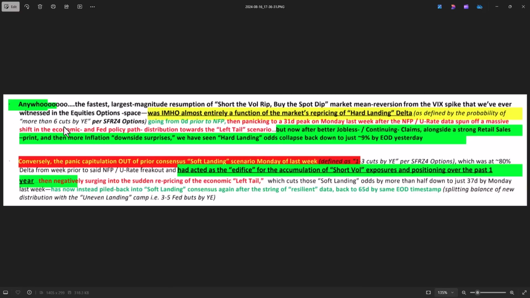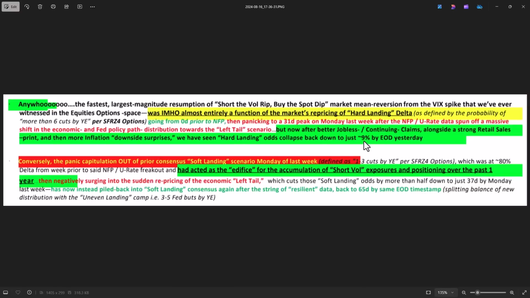Now, why is he saying that, where we need to have all these cuts almost immediately? Remember when we had Jeremy on TV saying we need to cut 150 basis points by September 30th? And what's so fascinating about this is going from 0 prior to non-farm payrolls. So we went from 6 to 0, then panicked at a 31-day peak on Monday last, spun off a massive shift in the economic Fed policy distribution towards the left tail scenario. Left tail is going to be the hard landing, but now with jobless continuing claims, strong retail sales, more inflation, downside surprises, CPI, PPI, we have seen hard landing odds back to just 9%.